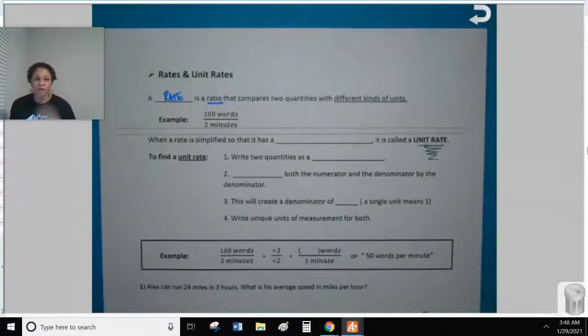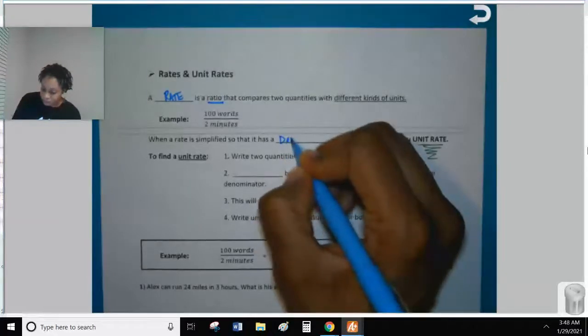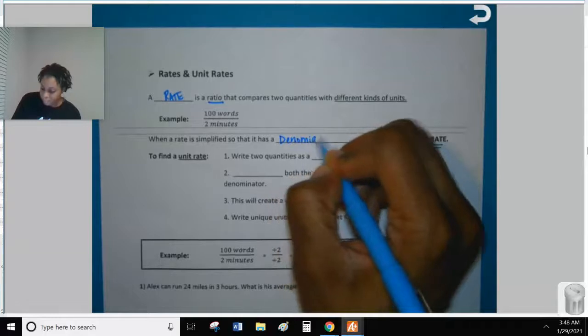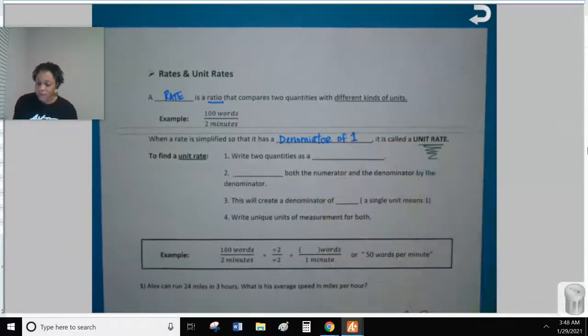Before we were talking like boys and girls, so children to children, or fruit to fruit, or emoji happy to sad, faces to faces. So now we're looking at things that have different units. Those are a rate. When a rate is simplified so that it has a denominator of 1, it is called a unit rate, okay?